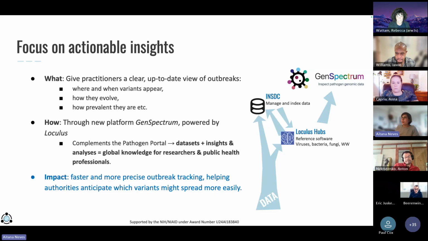and see how they evolve over time and how prevalent they are in different places of the world. This platform, Gene Spectrum, is really a portal from where you can look at this data, but it is powered in the backend by a technology called Loculus. And Loculus is a reference software that is also available open source and can power pathogen data hubs. And so Loculus itself will be extended and it will be fed with public data from the NSDC that then will be searchable through Gene Spectrum.